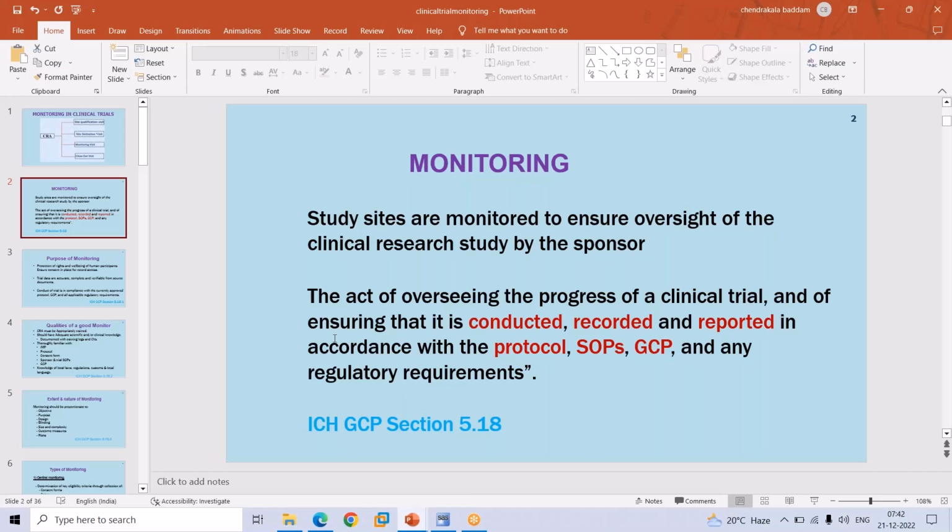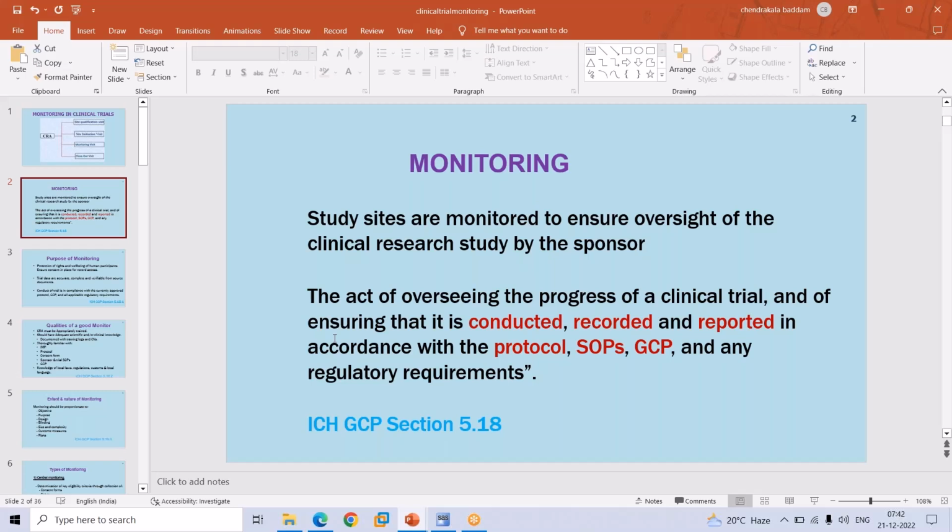So study sites are monitored to ensure the oversight of the clinical study by the sponsor. Because the sponsor has to monitor, the sponsor has to know what is going on at each site. So they appoint a CRA, Clinical Research Associate. They ask the CRA to go and visit the site, check all the details and activities at the site, and report it back to the sponsor. In that way, the sponsor will oversee what is happening at the site.